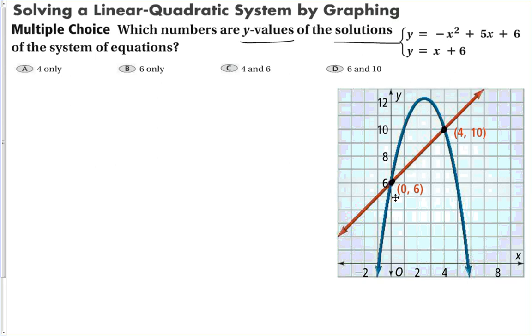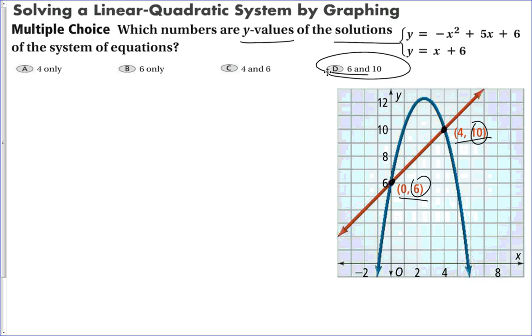Well, after we graph them, the blue graph is our quadratic, the red graph is our linear, or our line, and they cross at (0, 6) and (4, 10). It says what are the y values? 6 and 10. So the answer is D, 6 and 10.